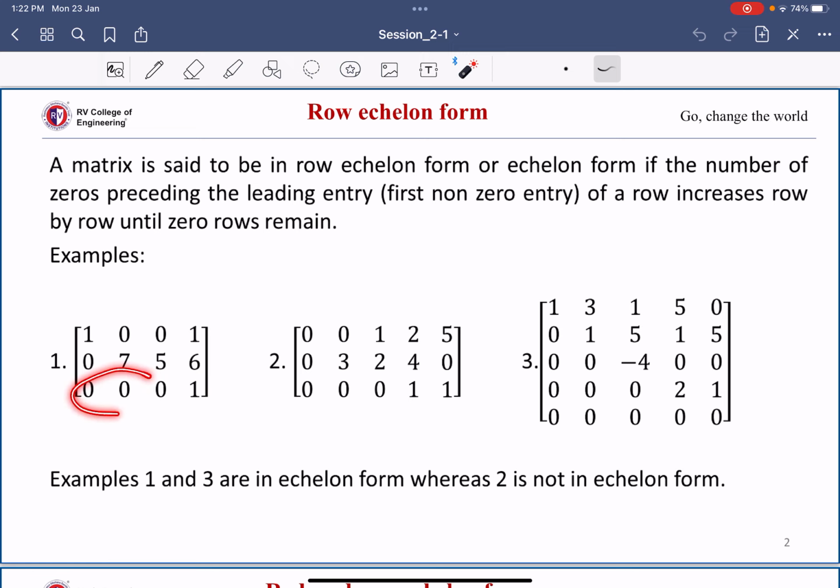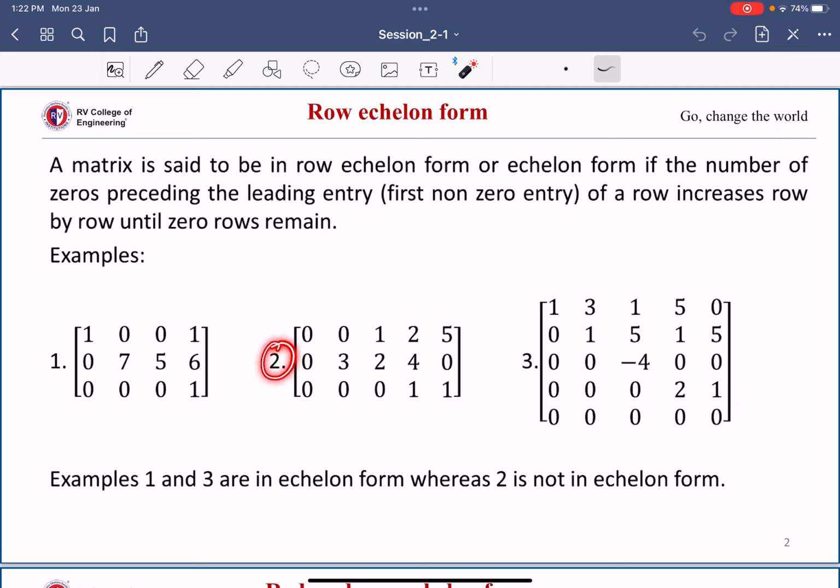Number of zeros appearing before 1 here is 3. So there are 3 zeros appearing before the leading entry in the third row, which is greater than the number of zeros appearing before the leading entry in the second row, which satisfies all the properties of echelon form of a matrix. So the matrix mentioned in example 1 is in echelon form.